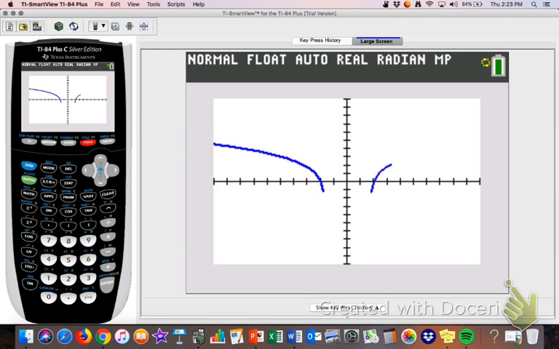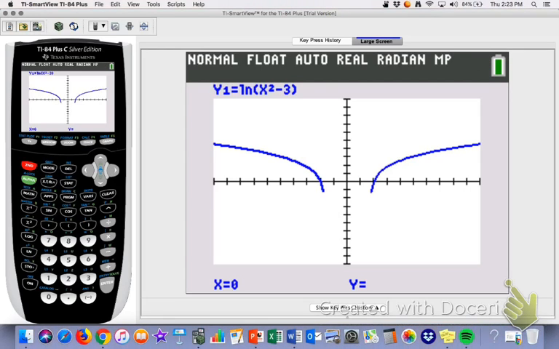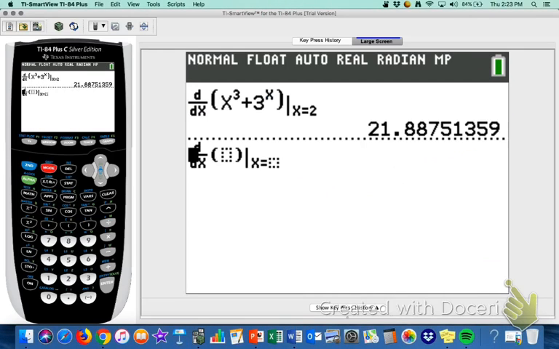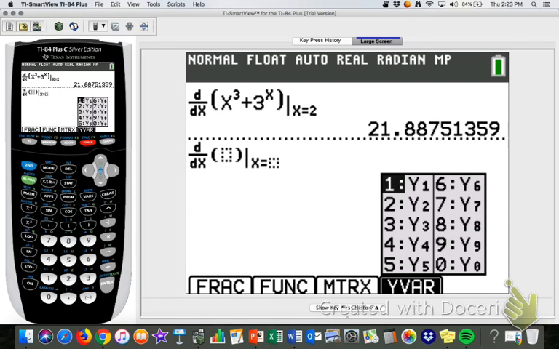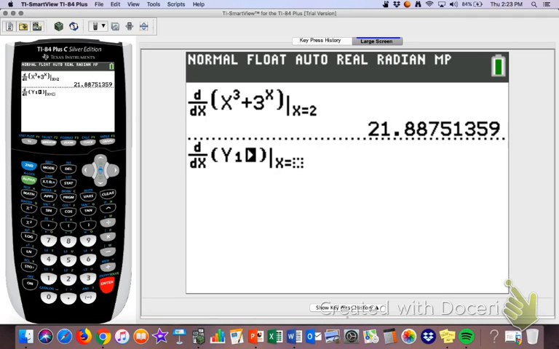Oh, that didn't quite work. Let's go back. So quit, try that again. Second, quit. All right, so we have d dx, and again, alpha trace. All right, there we go. Alpha trace brings up this little menu right here, and right now it's highlighted that I want option 1, which is y sub 1, and we'll push enter, arrow over, and put in the value that we want, which is 2, and hit enter.